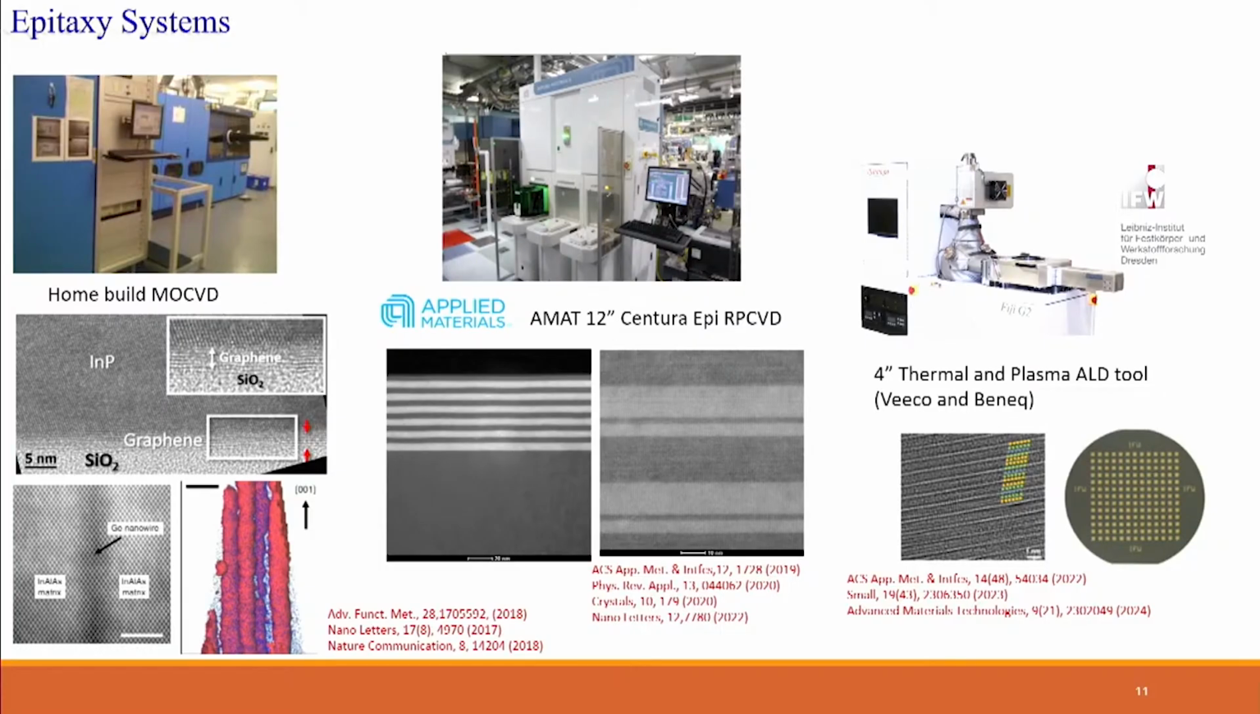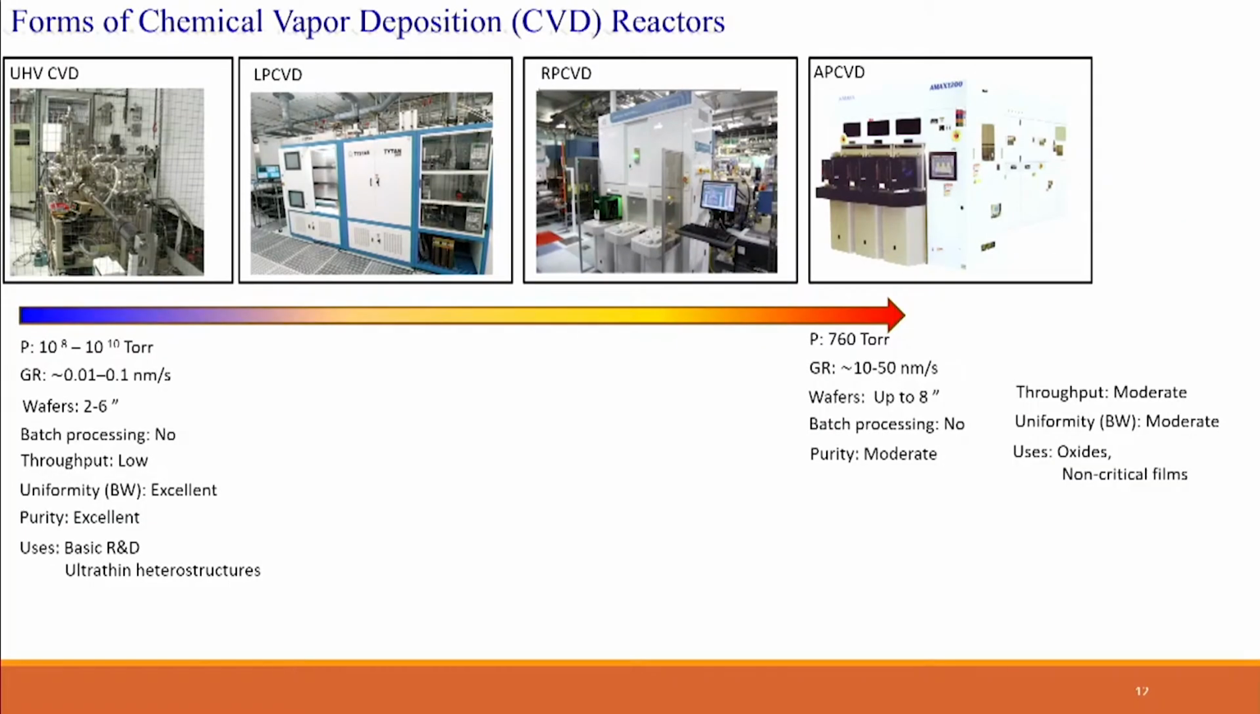Obviously, I cannot talk about all of them. You can see that even in the CVD world itself, there are so many different forms of CVD. Down there you have UHV CVD. You can think of the conditions as analogous to MBE, ultra high vacuum conditions. It gives very good crystallinity, excellent uniformity, monolayer control, and excellent chemical purity, but you can put, let's say, one 4-inch wafer at max. Batch processing is almost negligible. Throughput is very low.